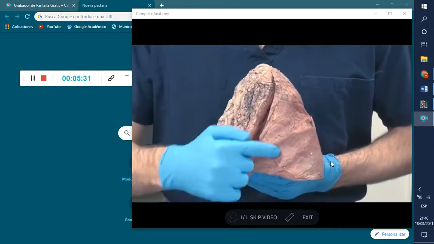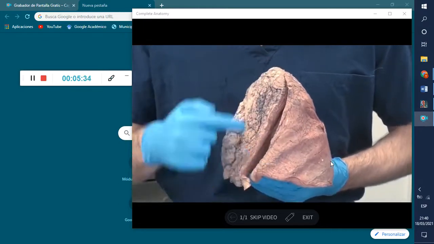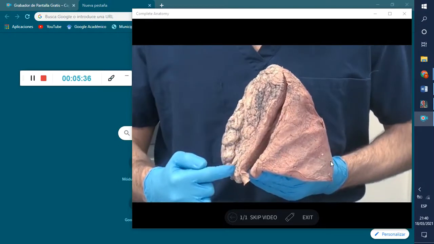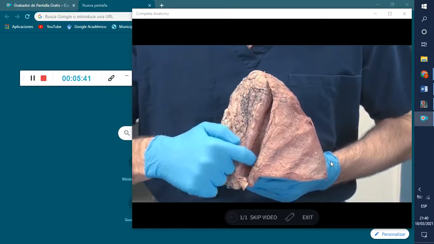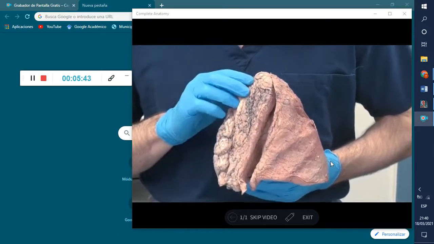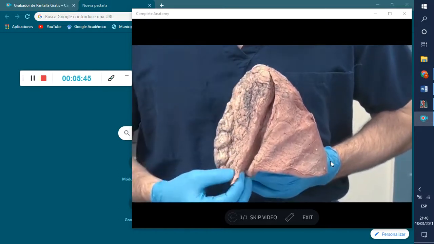Its inferior lobe here, and its superior lobe here. The left lung only has one fissure, the oblique fissure, seen here. Unique to the left lung is the lingula, seen here.